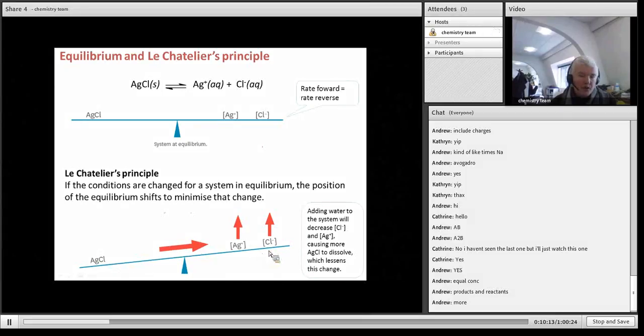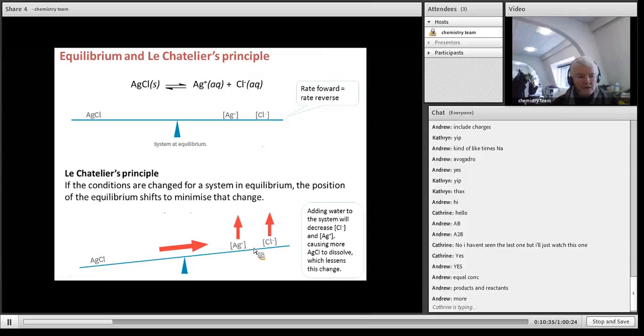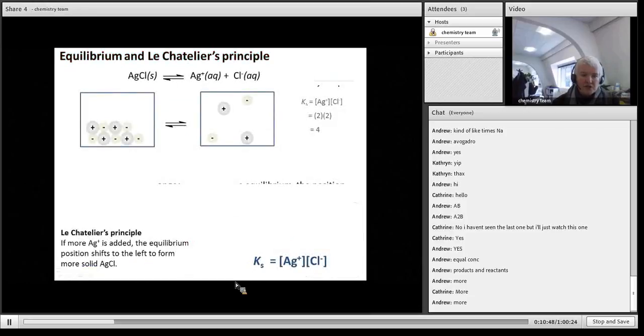What do you think will happen if I start evaporating the water, so my concentration of silver ions and chloride ions increases because I'm removing the water? Am I going to get more silver chloride being formed or less silver chloride being formed? More. So it's just going to go backwards because now I'm going to shift the seesaw the other way around. So we've just added and removed water, changing the concentration that way.